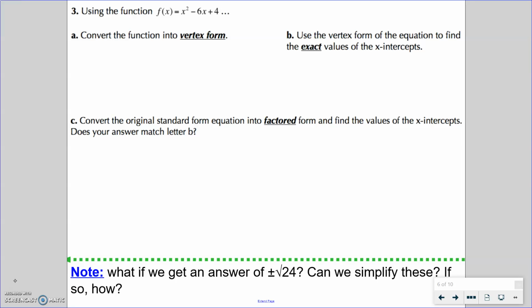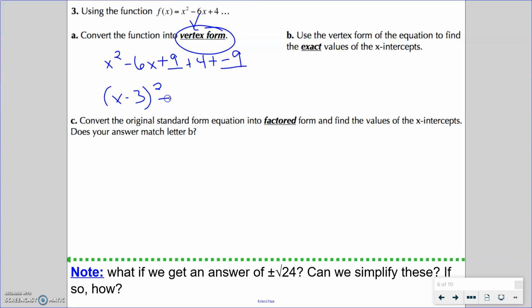All right, let's look into more about solving x-intercepts. So using the function that they provide us, convert into vertex form. All right, this looks a lot like what we did yesterday, right? So converting it into vertex form, half of -6, well, I guess I'll write it all the way out because I don't want to confuse you guys. So half of -6 is -3. -3 squared is 9. So since I added 9 to the equation, I have to subtract 9 from the equation. So then that gives me a -5 at the end.